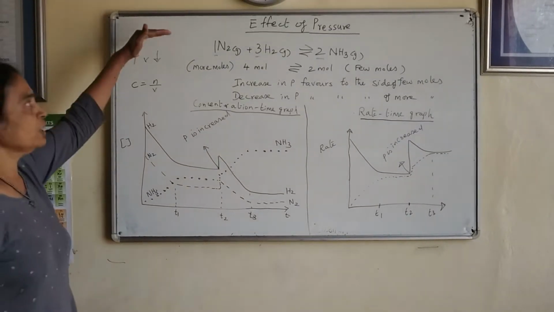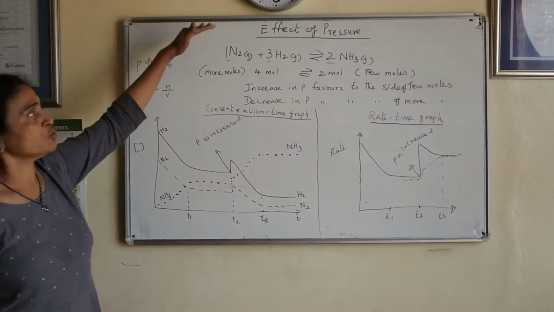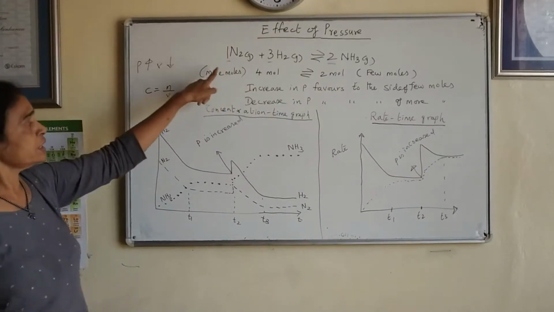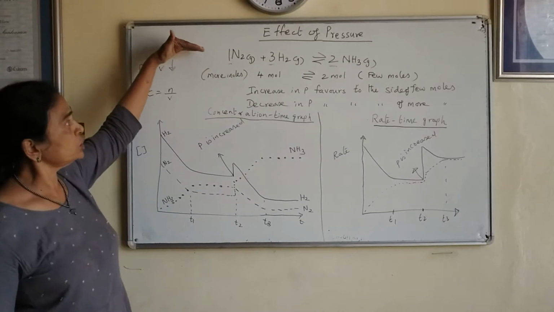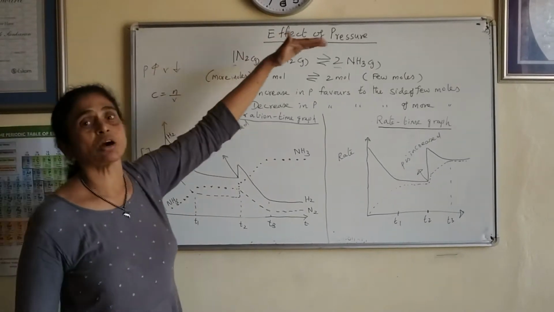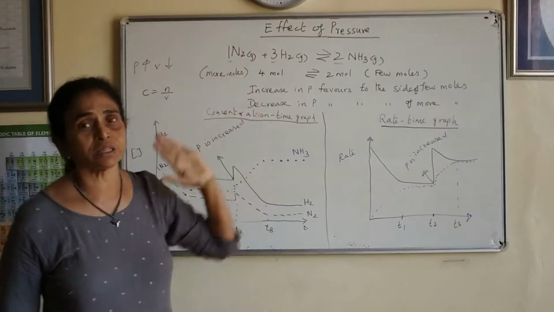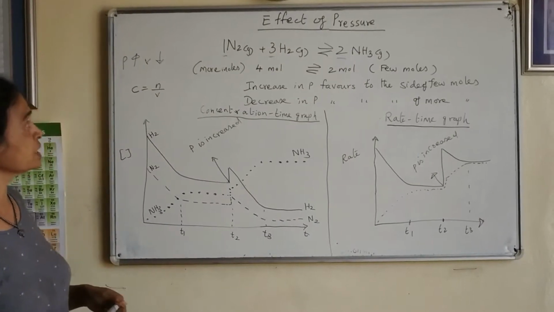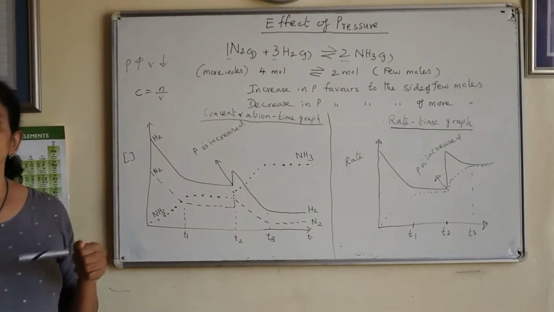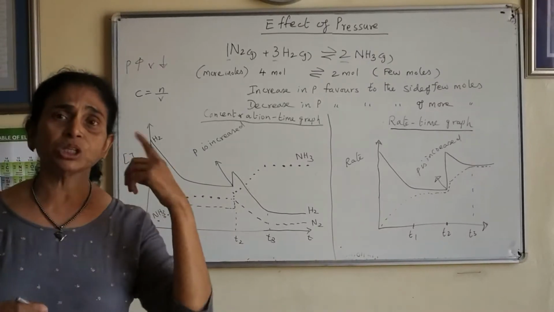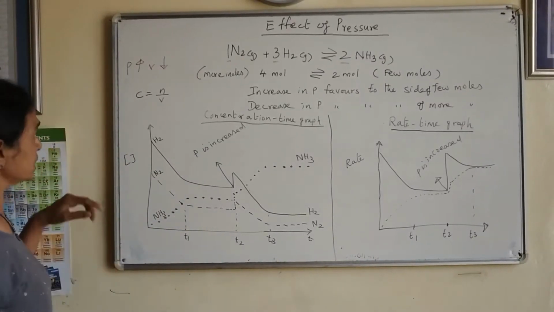Now we are going to see the third one, effect of pressure. This reaction is a homogeneous reaction. Why do we say homogeneous? All the reactants and products are in the same phase, which is the gaseous phase. Now, pressure, you have studied about it last year in Boyle's law. Whenever pressure increases, volume decreases.